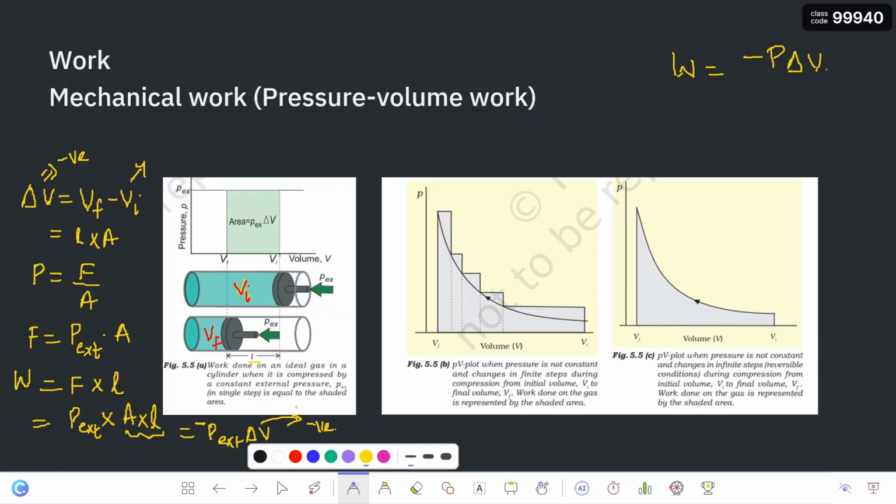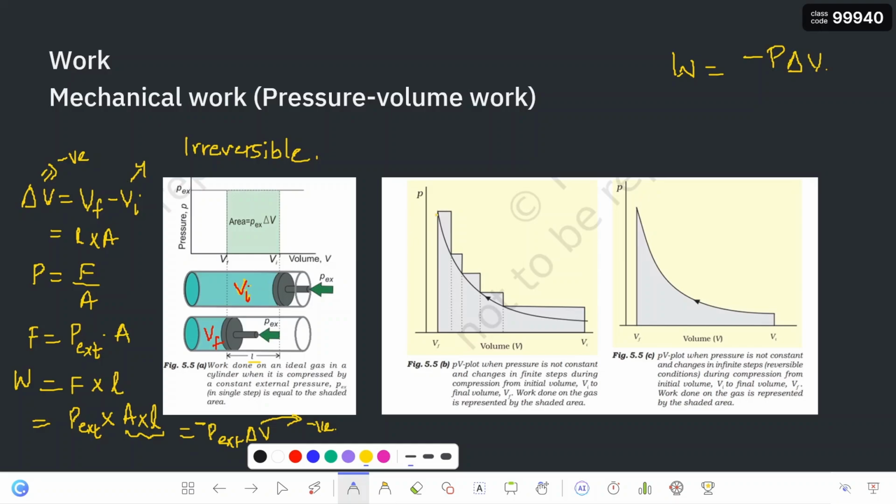Since delta V is negative, to make this whole term positive, we are adding a minus symbol here. So that's why it is becoming minus P external delta V. So this is the equation for work done in the case of an irreversible process. This is one thing I will tell you, this is for irreversible, not for reversible. Reversible is coming next. Derivation I will show you in the next, but I will show you what is happening.